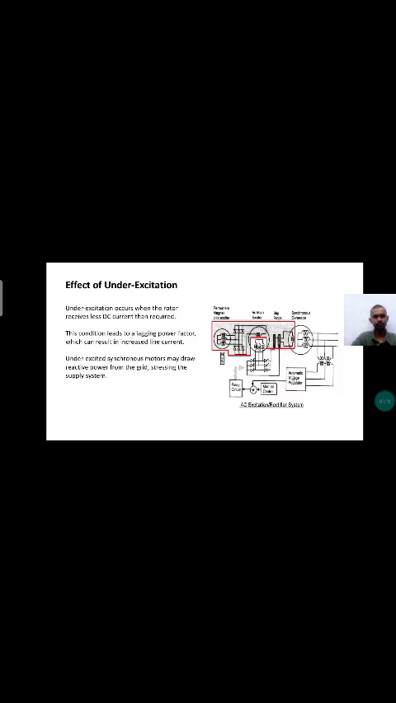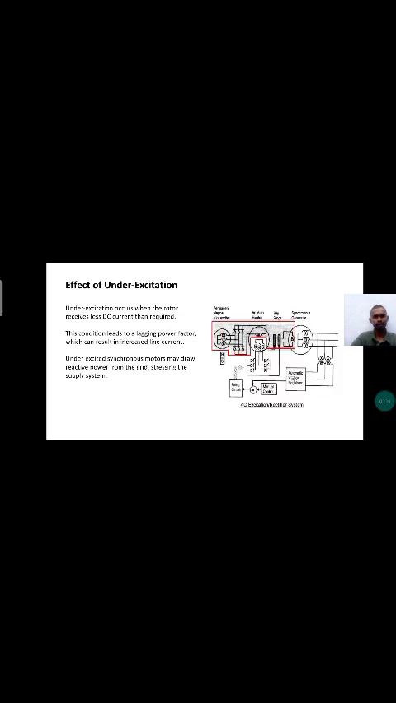Basics of excitation in synchronous motors. Excitation refers to the process of supplying current to the rotor winding of the motor. The amount of excitation directly affects the motor's magnetic field strength. Proper excitation is essential for controlling the performance of the motor under varying loads.